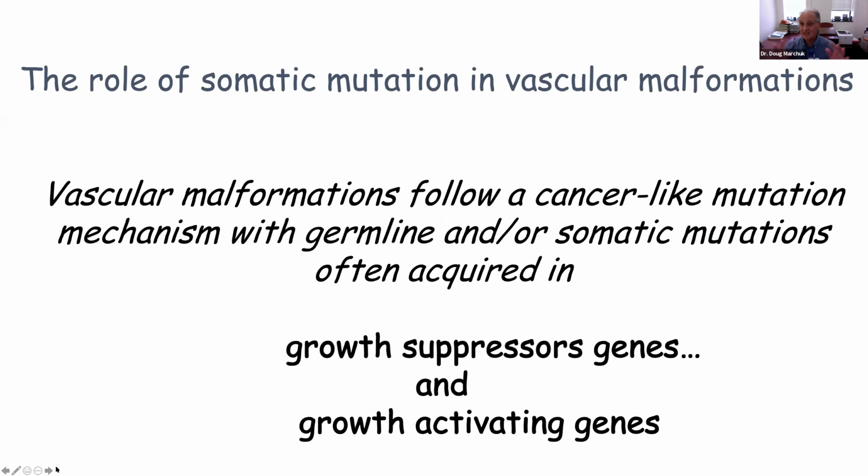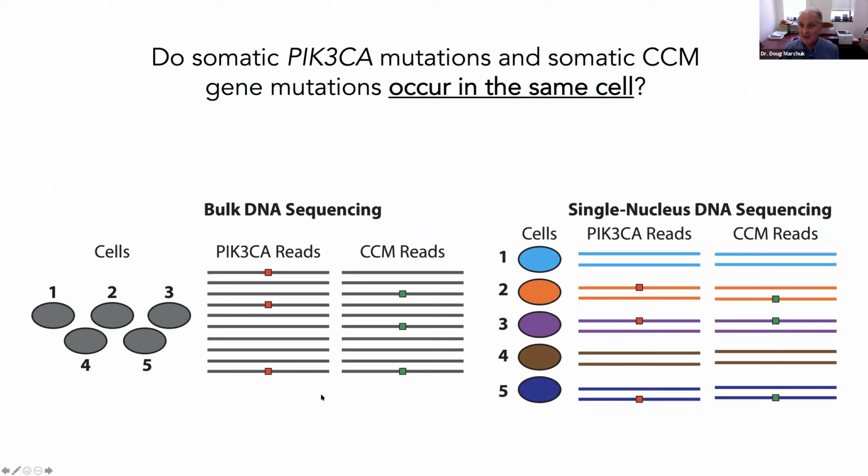So here is the summary at the beginning. What we think is these vascular malformations have this cancer-like mutation mechanism where we often have to acquire mutations in growth suppressor genes, which we think of as the CCM genes, and growth activating genes like PI3 kinase. So let's go into the data to support that.